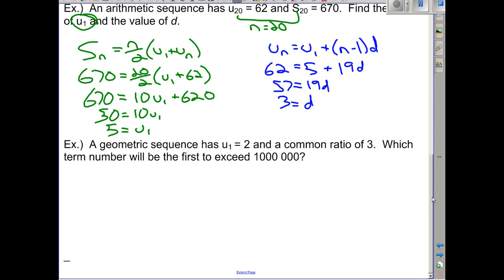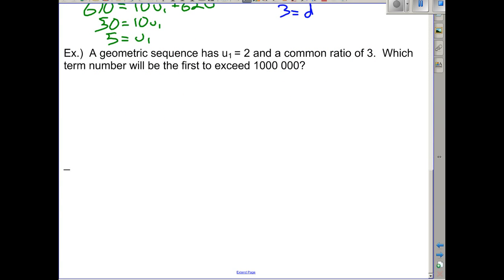Let's take a look at a geometric sequence that has u1 of 2 and a common ratio of 3. We want to find out which term number will be the first to exceed 1,000,000. Okay, so that means we're going to use our geometric sequence formula. un equals u1 times r to the n minus 1. Let's plug in what we know here. We know that our u1 is 2, that our common ratio is 3. We're looking for the term number, which would be n. And actually, we want that value to exceed 1,000,000.